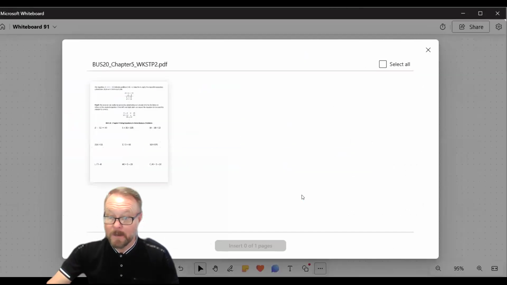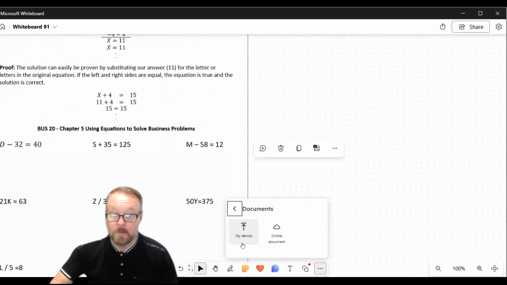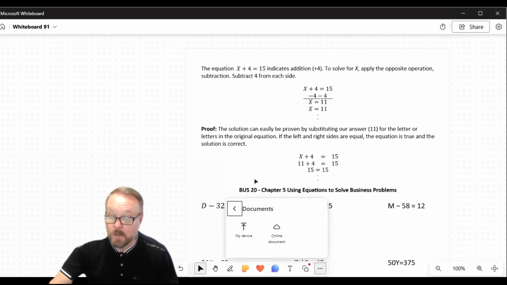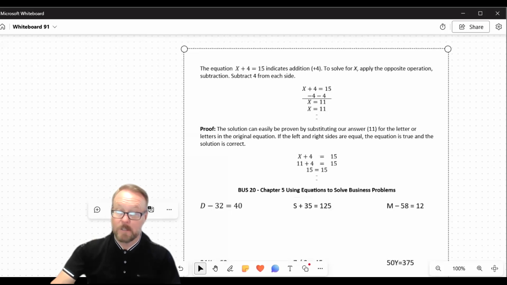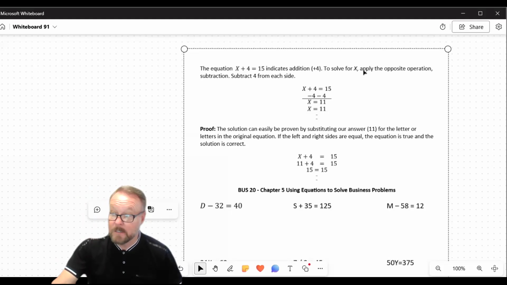Page 2. All right, so here we are looking at page 2. We'll give a couple of examples just to show you what we mean by transposing. Here we have an equation, x plus 4 equals 15. That plus 4 indicates addition, so it's an addition problem. To solve for x, you need to apply the opposite operation, subtraction.